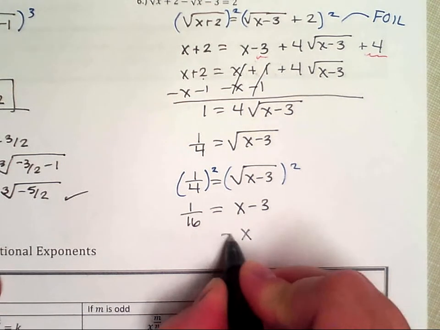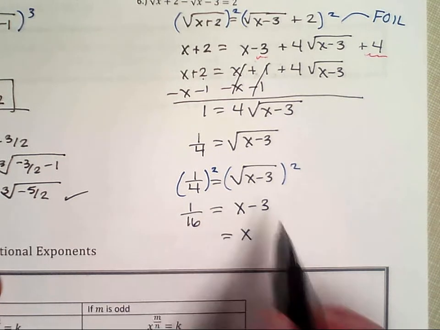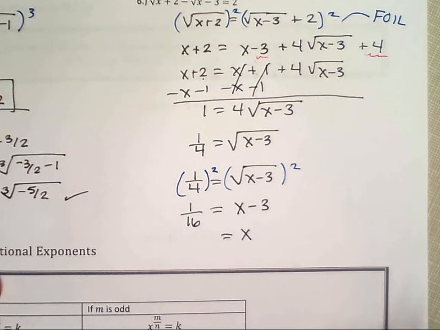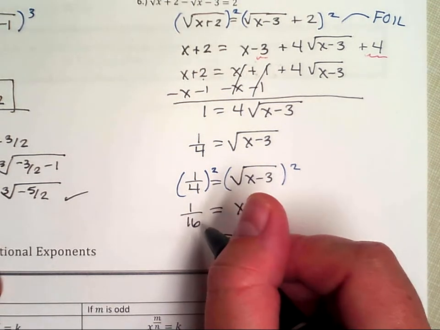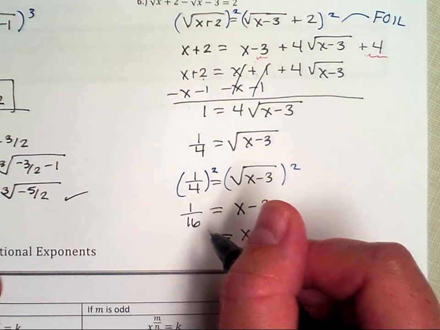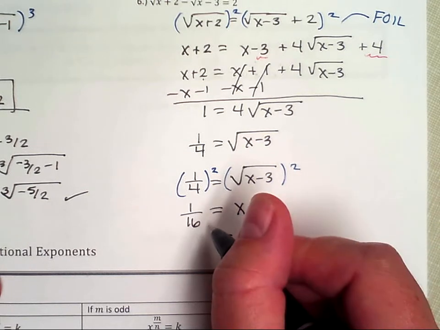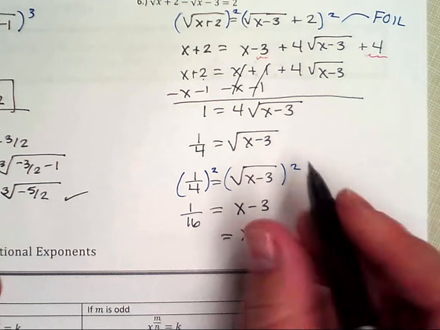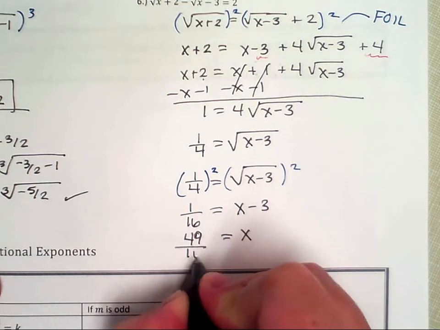I'm going to add 3 to both sides because I have a linear equation, right? So I just solve for x, get everything with an x on one side, everything without an x on the other. So I'm going to add 3 to both sides. What do you guys get? 49 over 16.